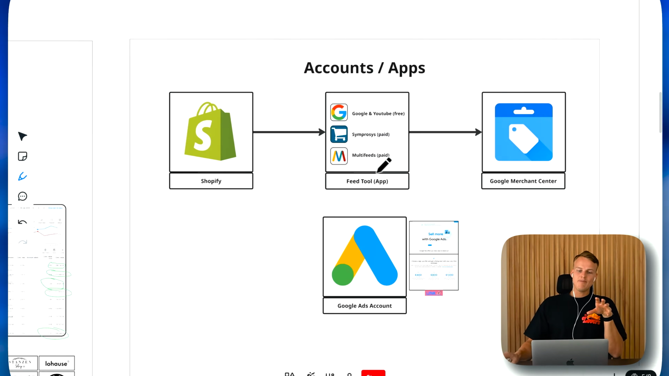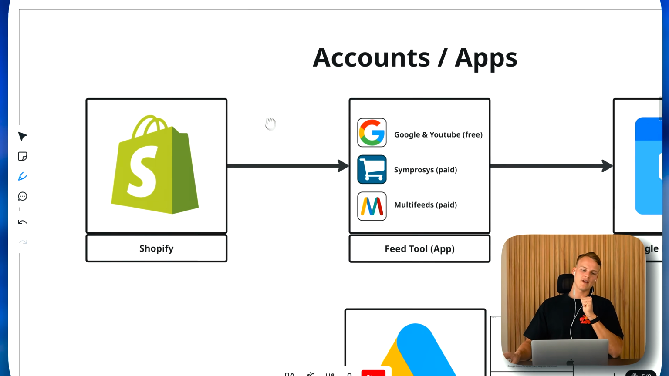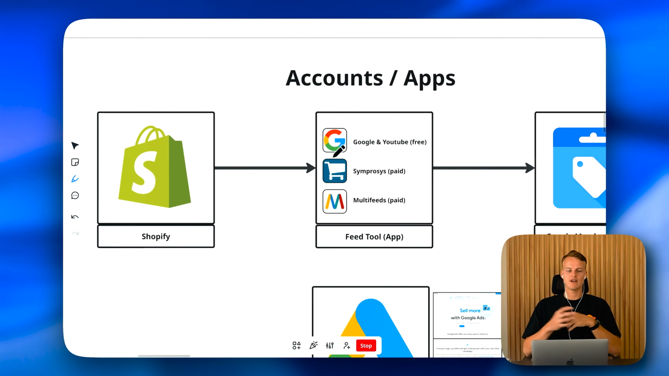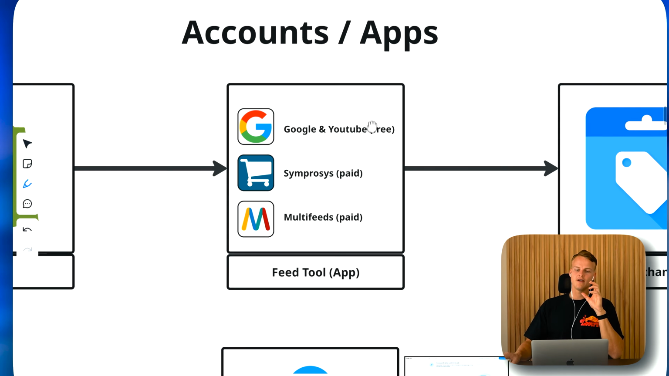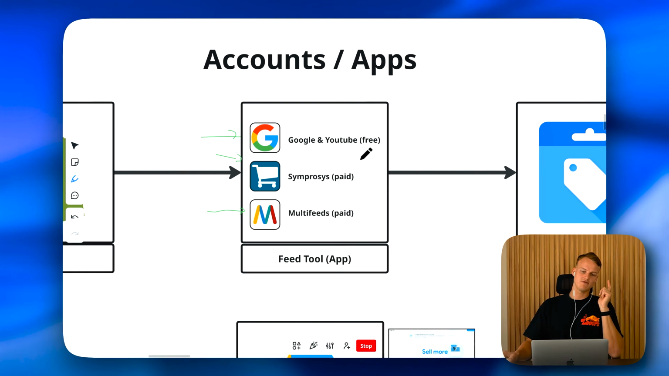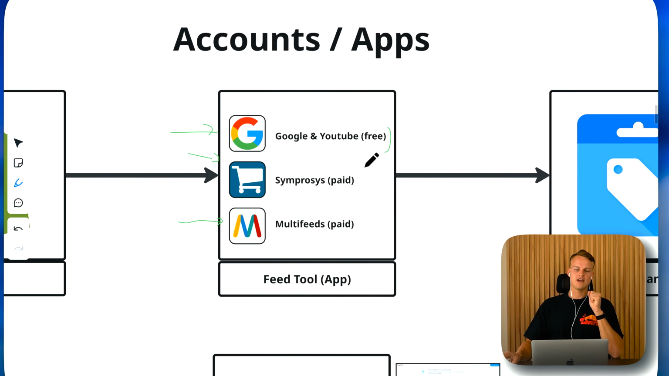When it comes to accounts and apps, there are a couple things that you need. And I'm just going to assume that you have Shopify, right? If you don't have Shopify, this works slightly different. There are tons of videos on YouTube that you can check for it. But most people are using Shopify, so we will use Shopify as the example. So you need Shopify, obviously. You need feed tools, either the Google and YouTube app, which is free, or SimProcess, which is paid, or multi-feeds if you want to advertise in multiple countries, in multiple currencies, and generate custom feeds, right? So it's like ascending or descending for how complicated your feed structure has to be.